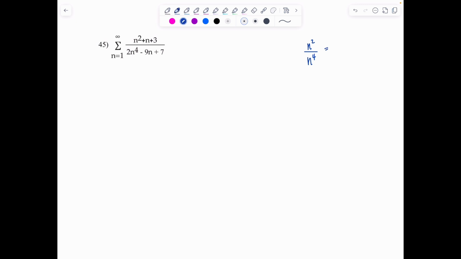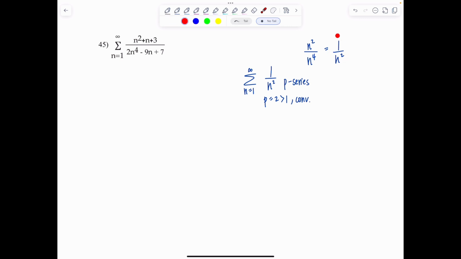This simplifies to 1 over n squared. Don't forget, 1 over n squared is meaningless. The sum, however, n equals 1 to infinity of 1 over n squared, now that's a P series. P is 2, which is greater than 1, and it converges. I mean, this isn't meaningless. It's just that this represents the terms of a sequence, perhaps, not a series.